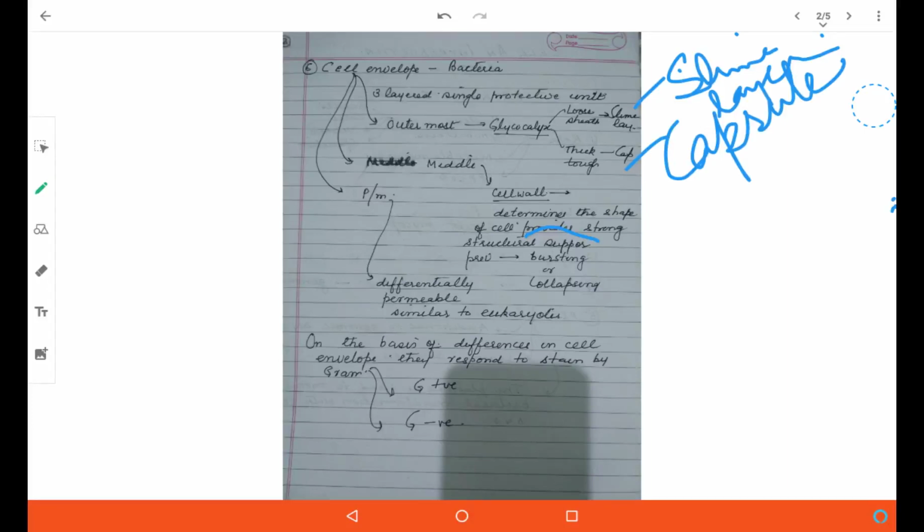On the basis of differences in the cell envelope, they are designated as gram-positive and gram-negative. If they respond to the stain prepared by Gram, then they are termed gram-positive, and if they don't, then they are termed gram-negative.